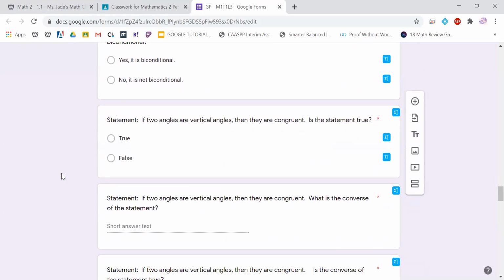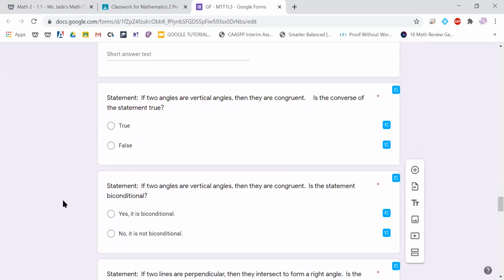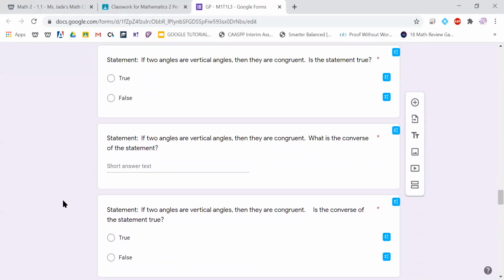Okay. So now we're on, if two angles are vertical angles, then they are congruent. What is the converse of the statement? So we're going to say if, and then what was the conclusion? Wait, no, we did this one. Wait, no, we haven't done this one. Okay, it's a lot more confusing when I can't see me typing it in with you guys.